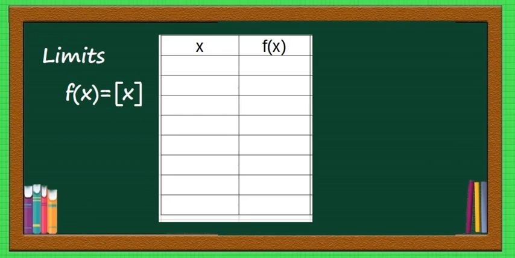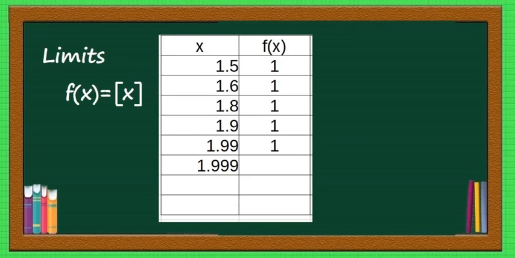Now we take this table. What is the value of box 1.5? That's equal to 1. What is box 1.6, which is also equal to 1? Box 1.8 is also equal to 1. Box 1.9 is equal to 1. 1.99 is equal to 1. 1.999 is equal to 1. 1.9999 is equal to 1. 1.99999 is also equal to 1.